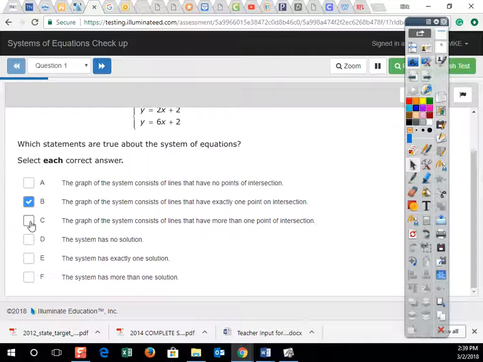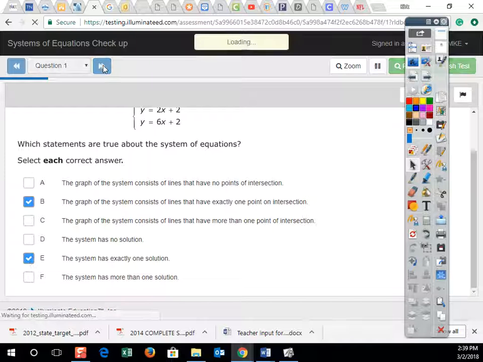The graph of the system will have more than one, or an infinite number, and that would be if the two lines were on top of each other, which is not the case because they'd have to have the same slope, same y-intercept. The system has no solution, has exactly one solution, yes, and has more than one, but we know that's not true.